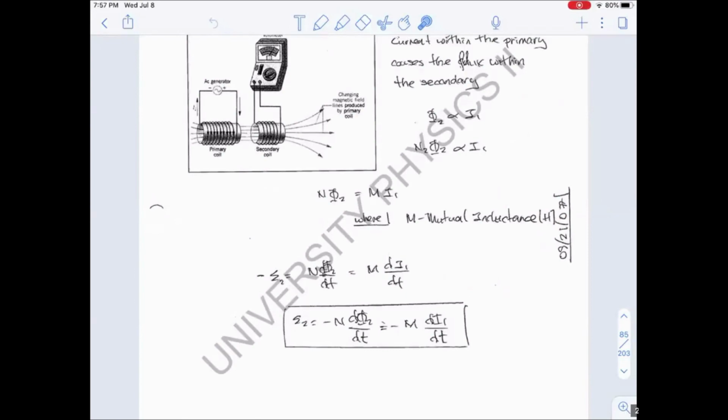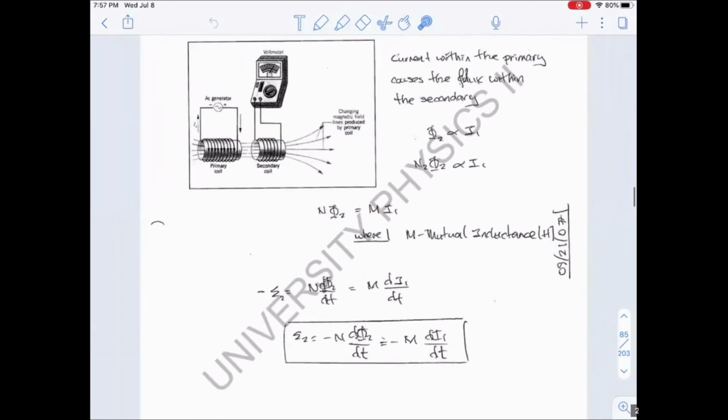But what does it mean? Guys, the M, the mutual inductance, is a magnification factor, in this case a proportionality constant. This tells you how much the current in the primary is going to be responsible for the flux in the secondary.